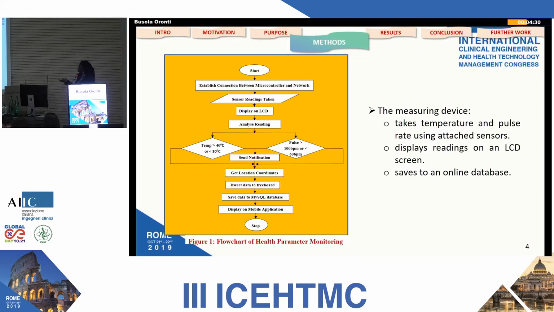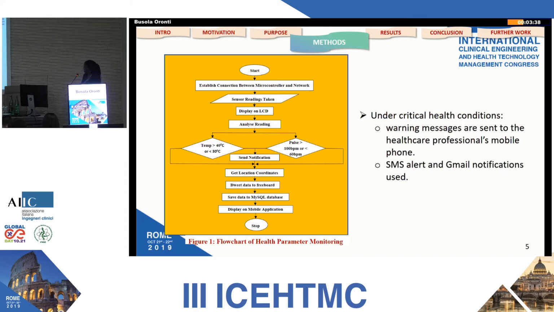Now, this figure depicts the flowchart of the health parameter monitoring design. We can see that when the device is activated, the first thing it does is try to establish connection between the microcontroller and the Wi-Fi network. After doing this, the device takes temperature and pulse rate measurements using the attached sensors. We have the temperature sensor and the pulse sensor. And after this is done, it displays the reading on an LCD screen so that you can actually see what you have measured. Thereafter, it saves the data on an online database. That's the first stage of the design.